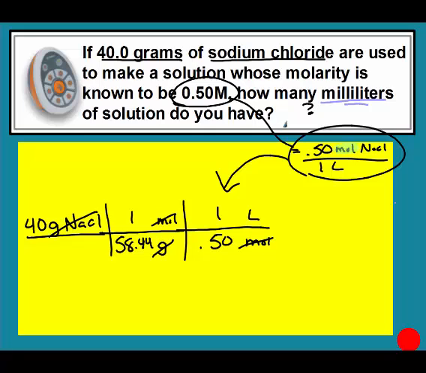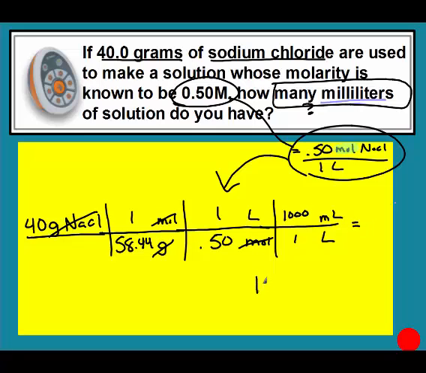But again, that's why you have to read carefully. It says milliliters. So liters to milliliters. 1 liter is 1,000 milliliters. Multiplying and dividing, you should get this number, which then rounds to 1,400 milliliters in 2 sig figs.